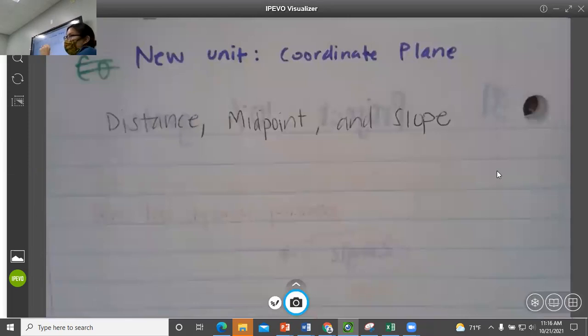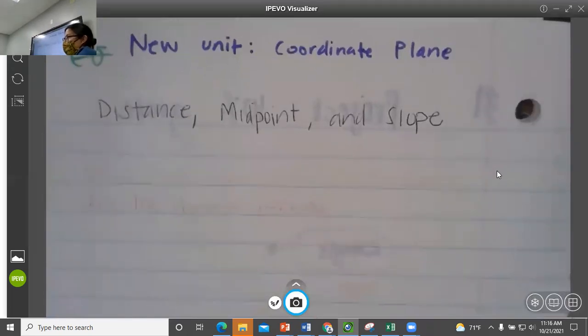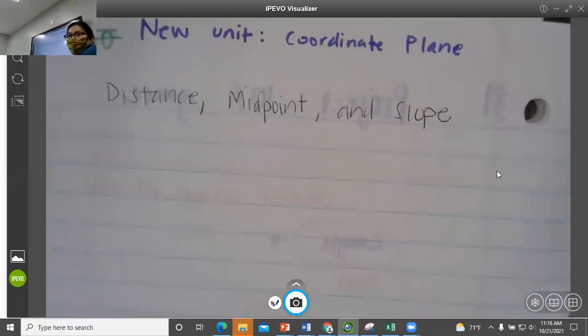So we're going to talk about distance, slope, midpoint. We're going to talk about lines in the coordinate plane, transformations. Those three things will be in this unit. And this set of notes and this project, and all of that will count for the next 6 weeks. Got it?